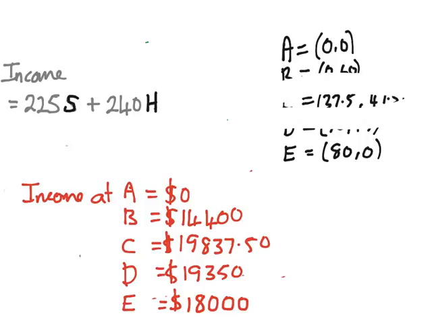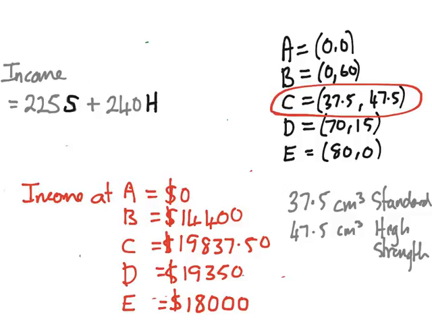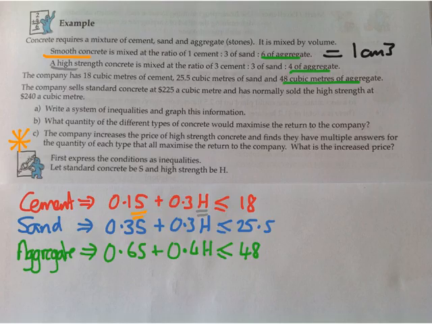I shouldn't have used the rubber then, should I? Put your answer in context. 37.5 cubic meters for standard concrete, 47.5 cubic meters for high strength concrete will give you the maximum income. Looking at part C, the increase, we want multiple answers. This is merit to excellent type question. I'm going to attend to that in the next tutorial.